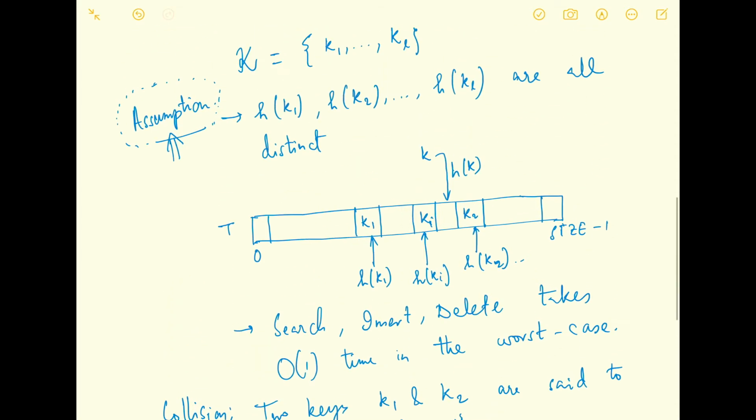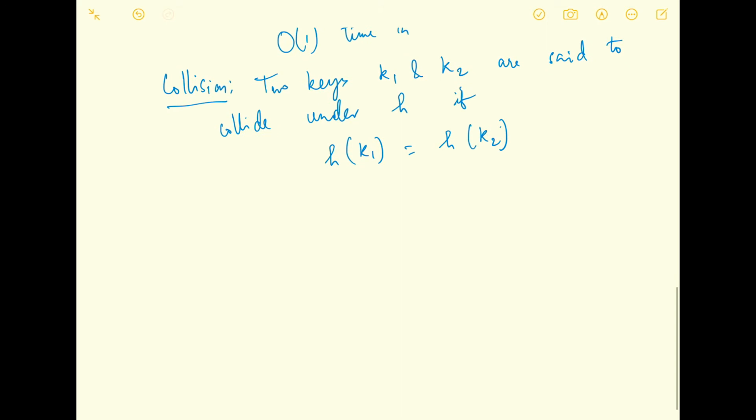So as I said, if we get rid of this assumption, then in general there can be collisions, and then the simple strategy of storing the key Ki at the location h of Ki does not work, because there can be more than one key whose hash values are the same. So both of them intend to get stored in the same index, but there is place for only one. So what we need, because we have to live with collisions, is a collision resolution strategy.